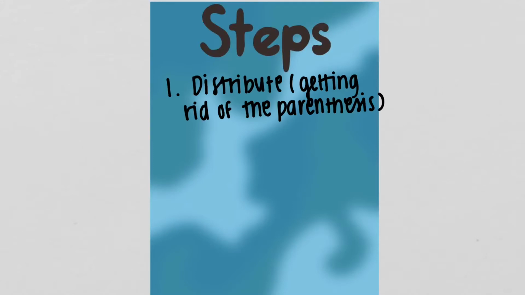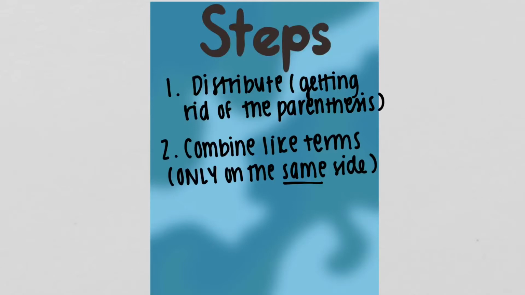Now your first step, if possible, if there's parentheses, you need to distribute, which means you're just going to get rid of the parentheses. We're going to do some examples with them so you can see what that means if you forgot. After you distributed, your second step is to combine any like terms. Now that means only on the same side though. So you're going to look at the left side and combine any like terms there.